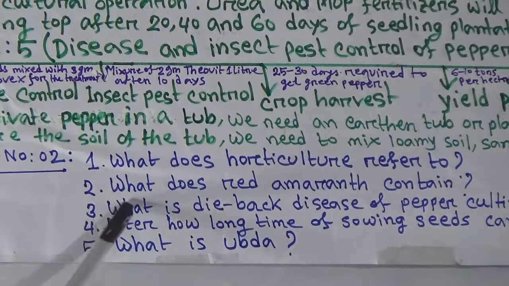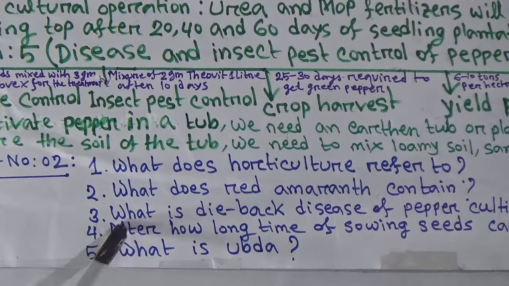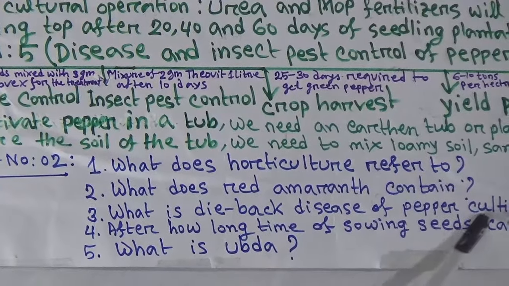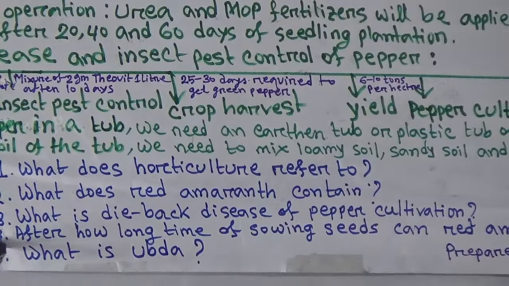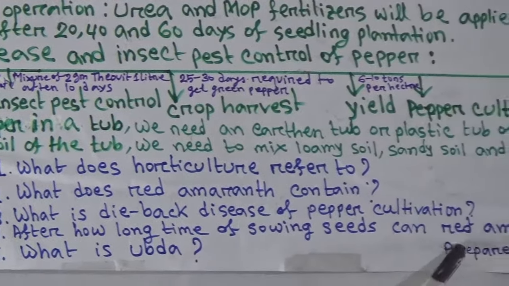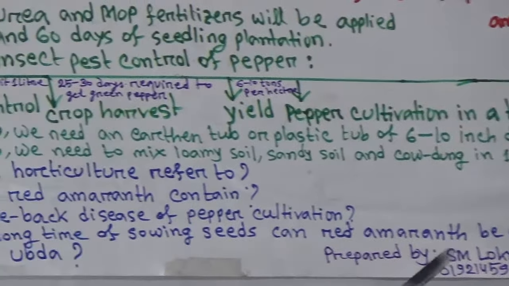My second question is, what does red amaranth contain? Number 3 question, what is dieback disease of pepper cultivation? Number 4, after how long time of sowing seeds can red amaranth be collected? And the last one is, what is Ubda?